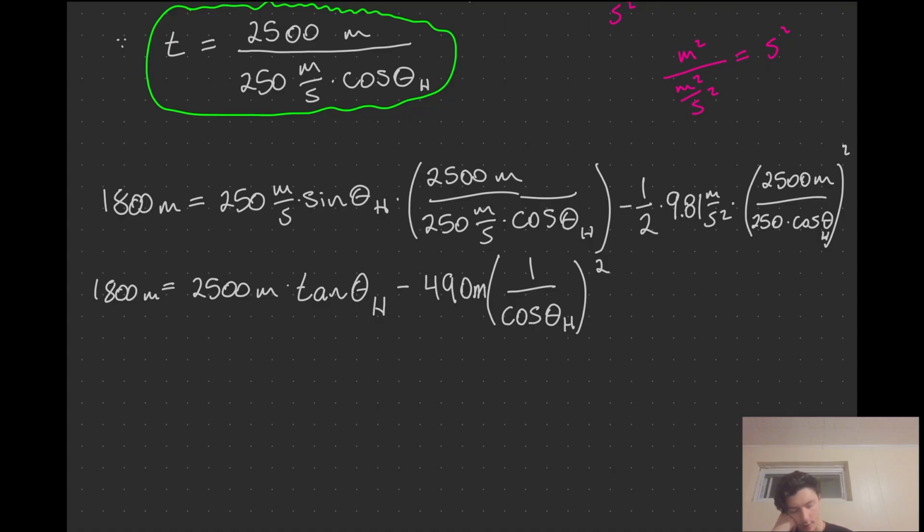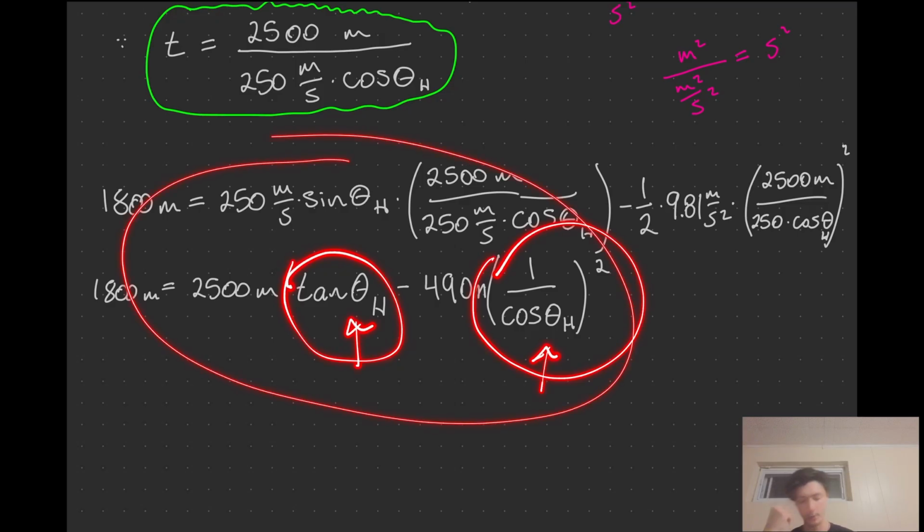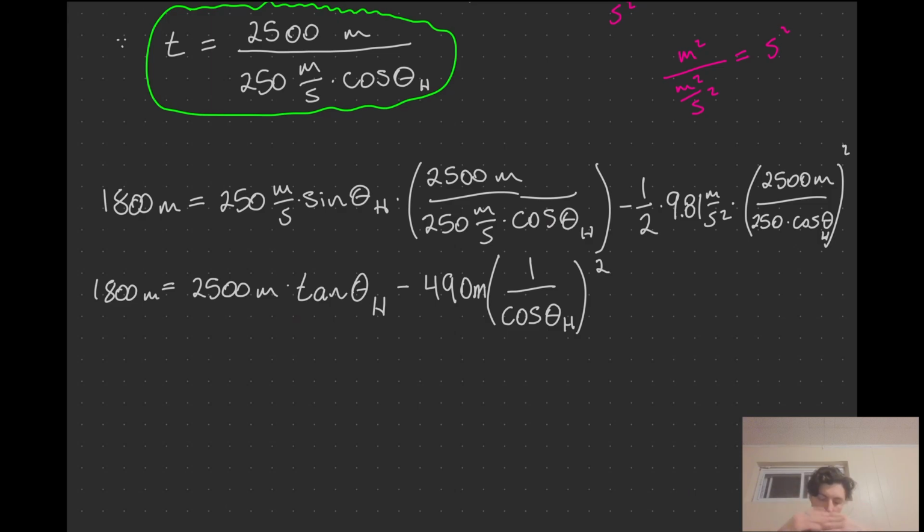I don't know how to solve this at all. I'll be real with you guys. There's a tangent theta here, and there's a 1 over cosine theta here. We have to find the theta for which this equation is true. I don't know how to do this at all. The best guess I have is to just plug in theta and see if something is true, but that's going to take forever. Honestly, I don't know how to solve this problem from just my knowledge. I'm going to have to check out how to solve something like this, or just plug it into ChatGPT and be like, what is theta h?